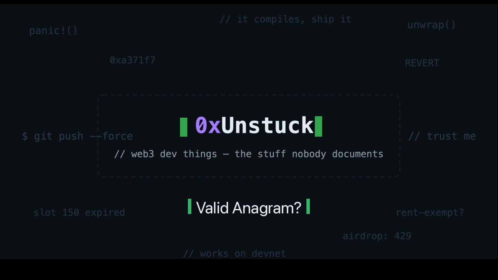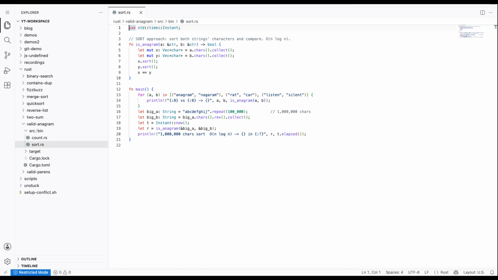Are two strings just rearrangements of the same letters? We'll solve it two ways in Rust: the easy sort, and the faster counting trick that's 15 times quicker. Beginner friendly. Listen and silent, learn.